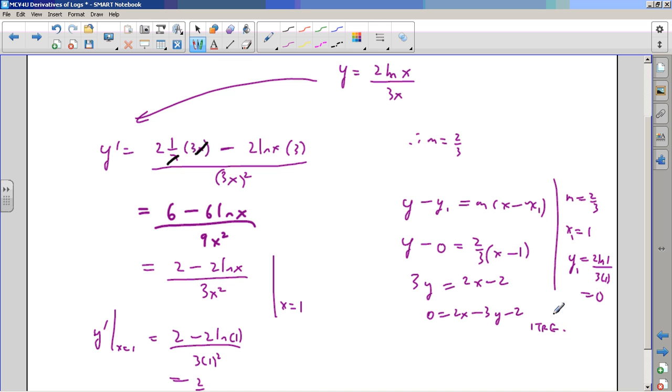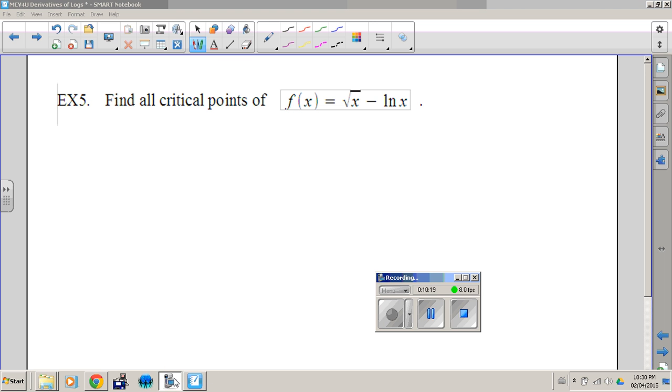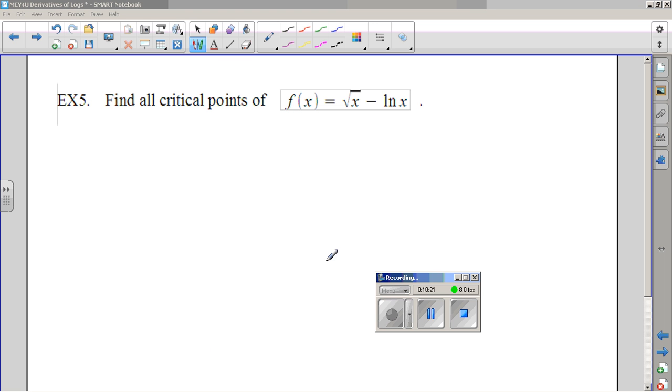Do I got another example? Feels like I got another example left in me. How are we doing for time? Should I? Yeah, I'm going to stop and do the dreaded part 3.